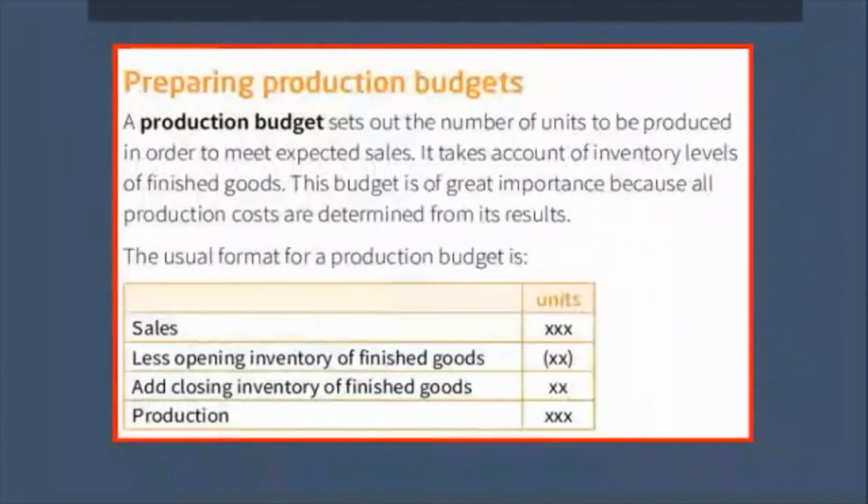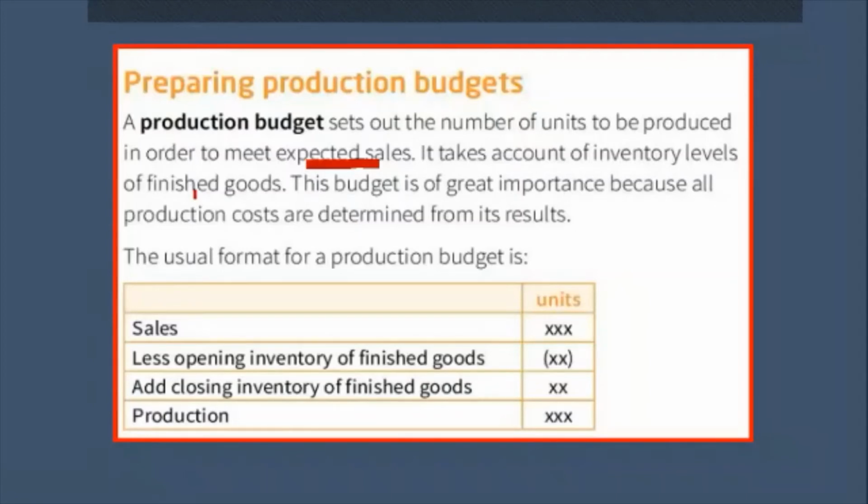Preparing the production budget. Just two budgets we have to learn to prepare for CSEC exams, and they are the sales and the production budget. So this budget would set out the number of units to be produced in order to meet the expected sales. Okay, so you expect to sell a certain amount, then that will tell you how much you need to produce. It takes account of the inventory levels of finished goods. This budget is very important because all production costs are determined from its result.